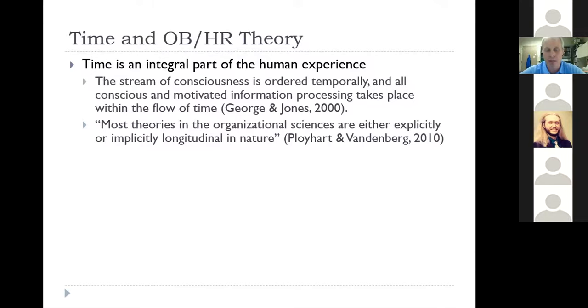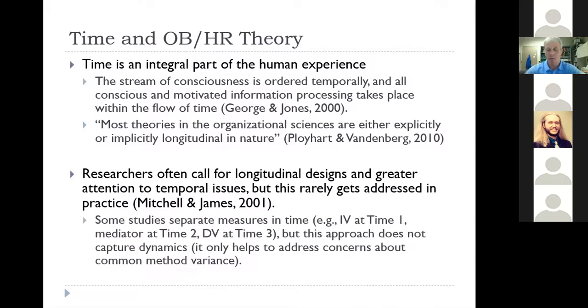The issue is that most of our data over the past many years of doing research in organizational sciences rarely gets at this longitudinal aspect of it. And this is not a new complaint. You look at the sites here, Mitchell and James and George and Jones are almost 20 years old. But we still see that for a lot of the research questions, we're taking more static kinds of measurements. Now, a trend you do see is that a lot of research is trying to separate measures in time, maybe collecting an independent variable at time 1, mediator at time 2, dependent variable at time 3, but that really doesn't get at the dynamics. It really doesn't reflect the nature of change.